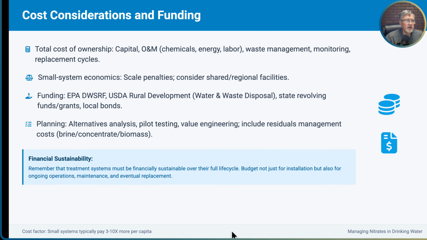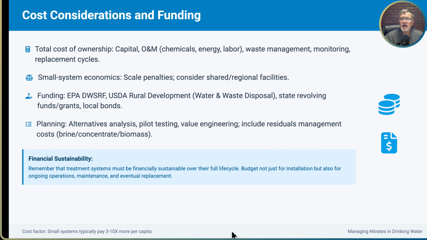All right, cost considerations and funding. So we want to look at the total cost of ownership. You not only want to look at the CapEx, or capital expenditures, but you're going to want to look at the OpEx, which is your operating expenditures, such as the O&M, your chemicals, energy, your labor, your waste management, your monitoring, your replacement cycles.